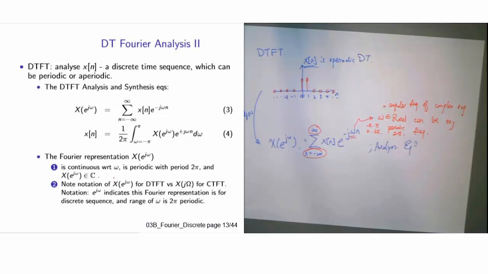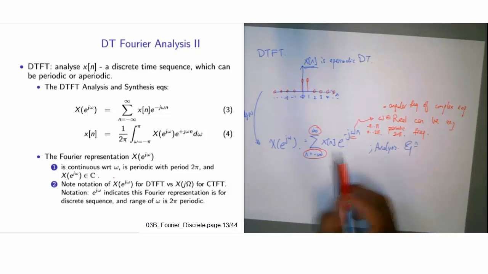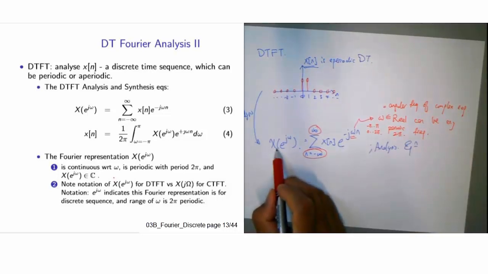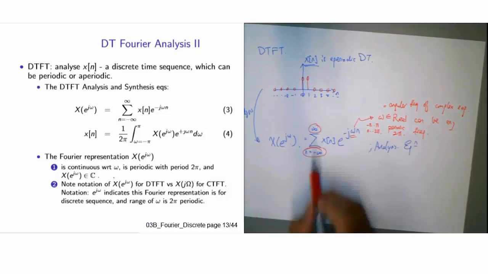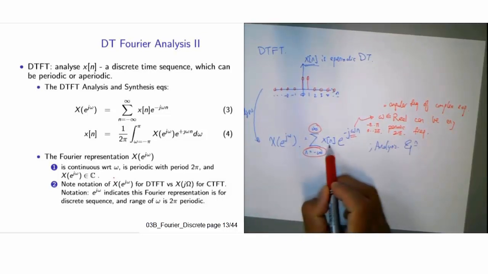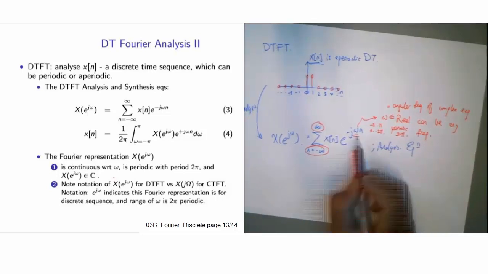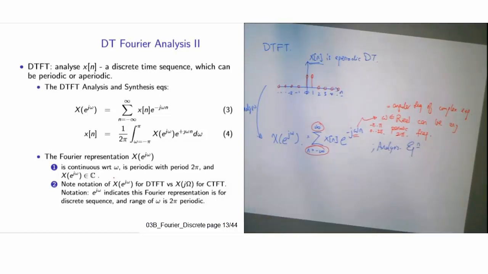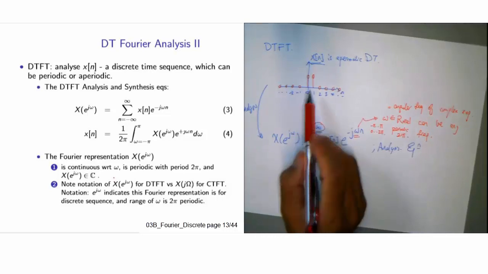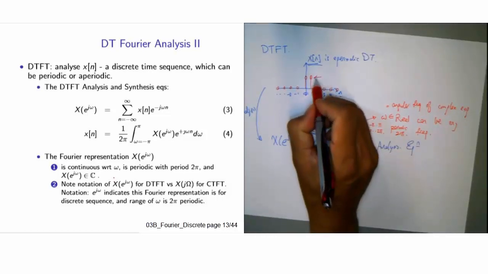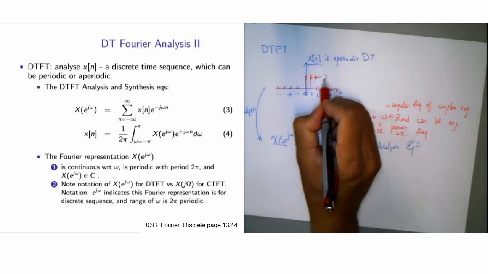Now, what this means is that to analyze this equation, I have to deal with an infinite sum of x of n multiplied by e^(-j omega n). I have to plug in all values of small omega. And therefore, it looks like it's impossible to deal with this. But let's try this very simple example. Let the number here be 2.